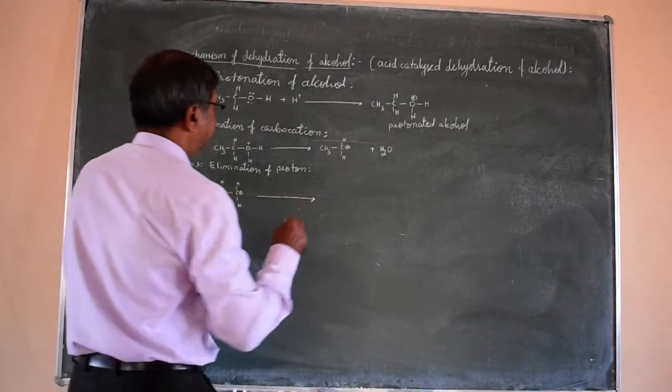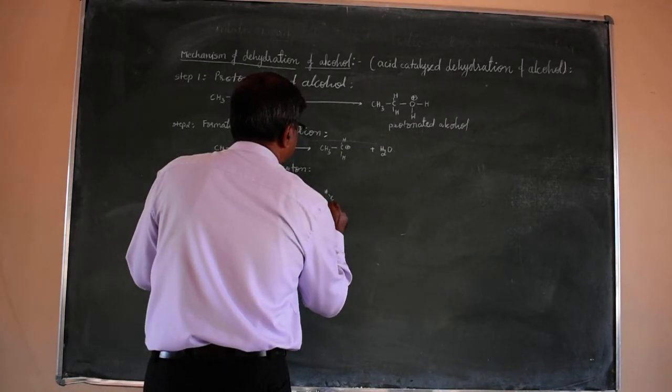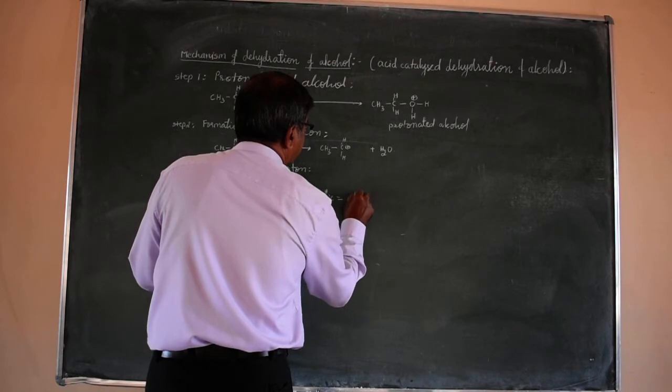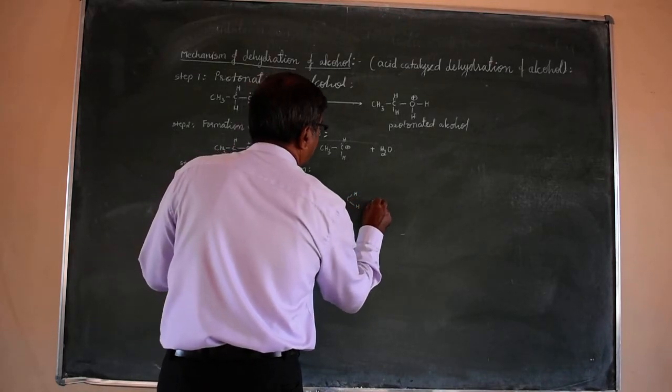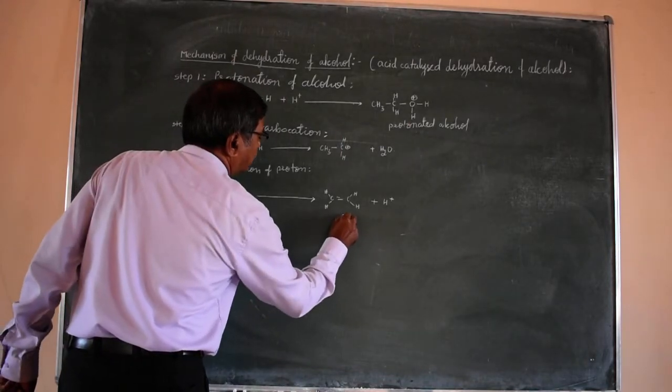So the product is CH2 double bond CH2, then H plus. So ethene or alkene is formed.